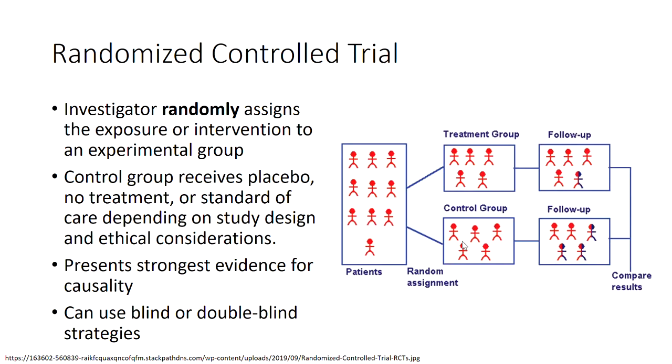A double-blind study is where the researchers also don't know, and that helps prevent bias from the researchers. And there's a third party who's in charge of analyzing the data and determining the results.